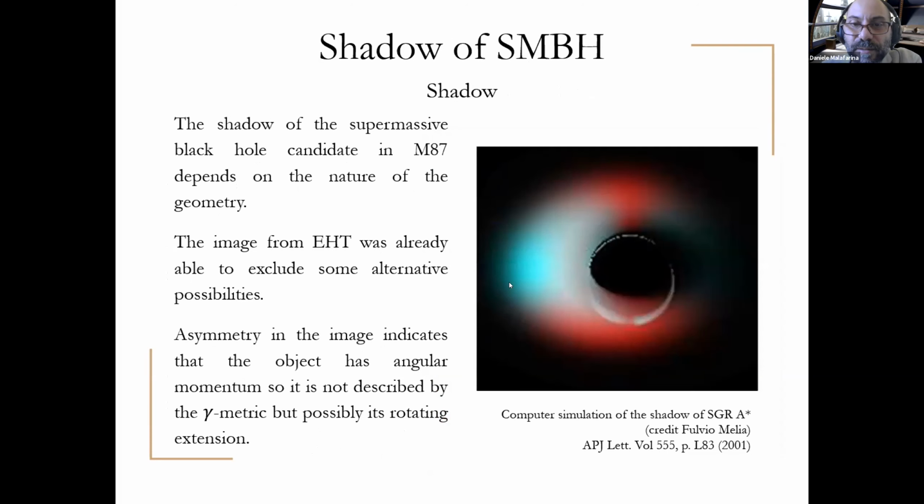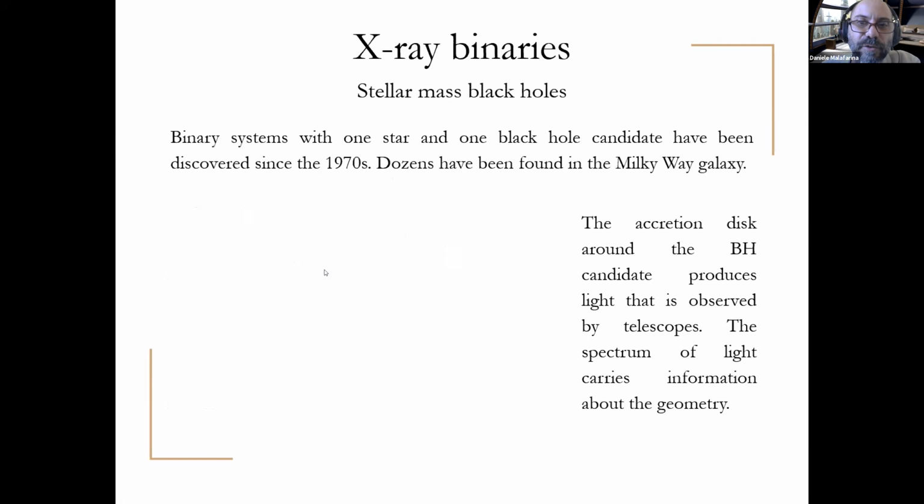In the shadow, that's a better chance because you're actually probing something that is much closer, but also we would have to have better data from the Event Horizon Telescope in order to actually tell and put some constraints on the quadrupole moment in the Kerr geometry outside the M87 black hole.